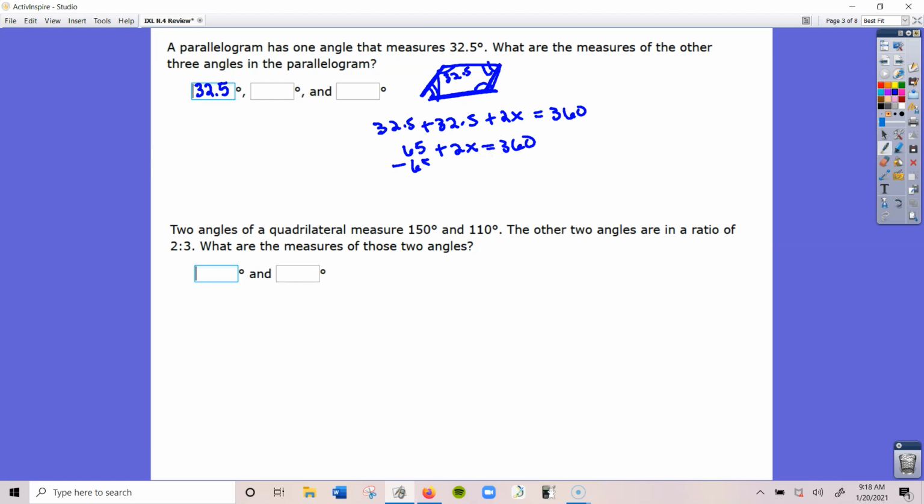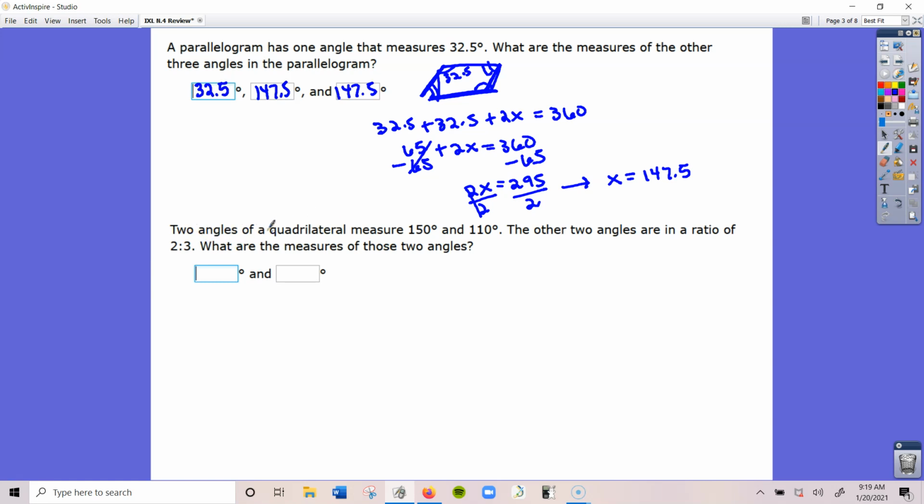We subtract the 65, and we get that 2x is equal to 295. Divide both sides by 2. We get that x is equal to 147.5. So each of these angles here would be 147.5.